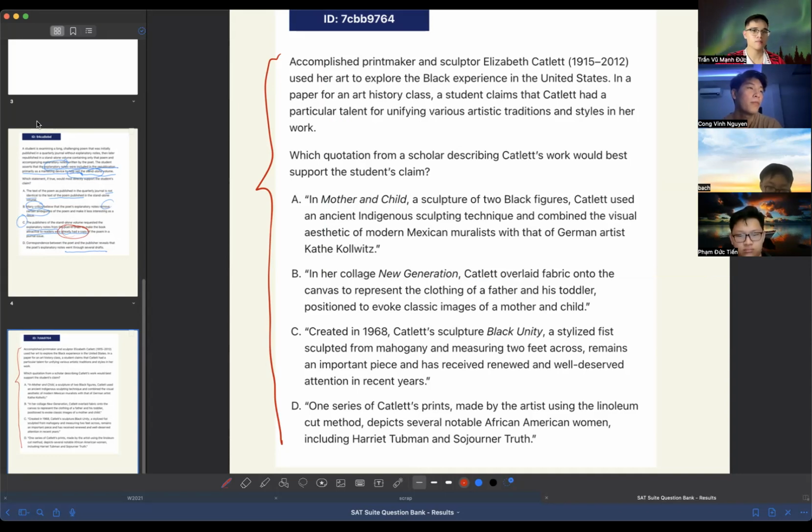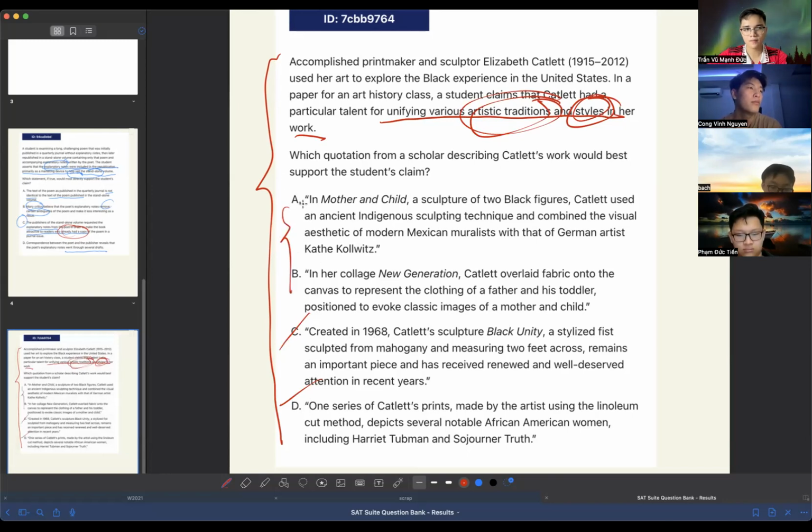What do you think is the claim, Ving? The claim is: Khaled has a particular talent for unifying various artistic traditions and styles. So here is the important bit: unifying various artistic traditions and styles in her work. This is the bit. So can you just eliminate each option? Have you POE'd some options already? A, B, C and D. C and D, all right, these are out.